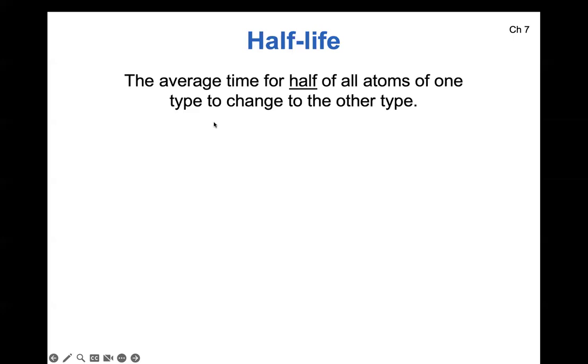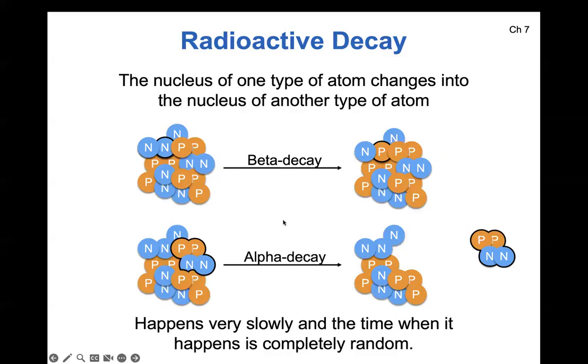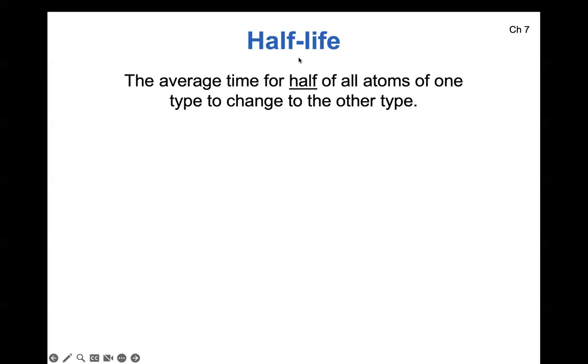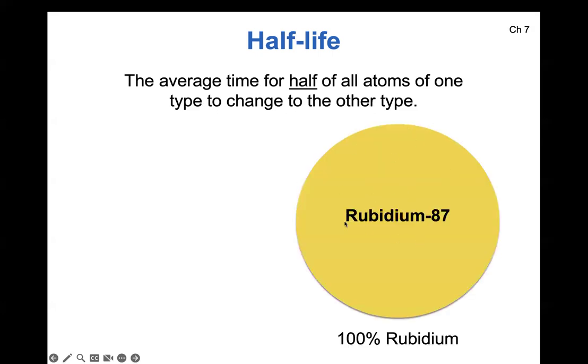When we talk about radioactive decay, what we care about even more than knowing the two names of the most common types is the concept of the half-life. And this is what you're most likely to see as a numerical problem in the homework, but also that you're most likely to be asked a concept question about, say, on tomorrow's quiz. And what is the half-life? Okay. Well, the half-life is the average time for half of all atoms of one type to change to the other type.